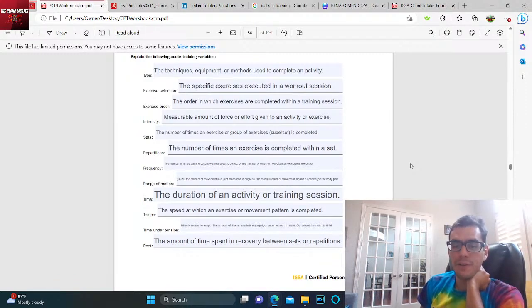The tempo, the speed at which an exercise or movement pattern is completed. That's going to be tempo. How fast you do it. The speed at which an exercise or movement pattern is completed.